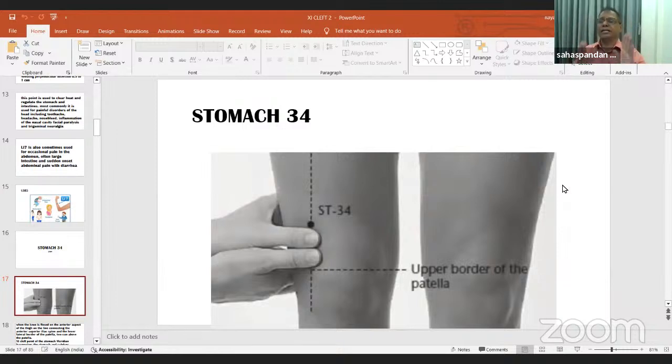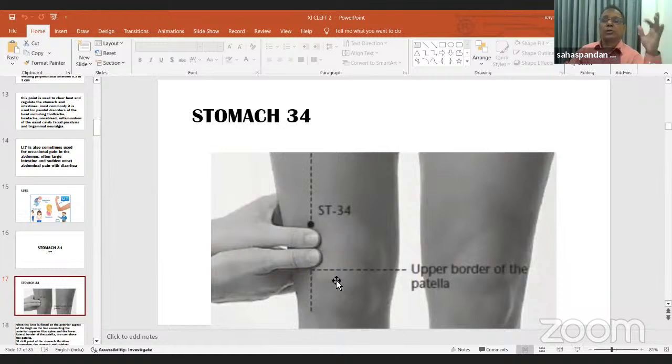See how to locate the ST34. When the knee is flexed, bend the knee a little. When the knee is flexed, on the anterior part of the thigh, on the line connecting the anterior superior iliac spine and the lower lateral border of the patella, 2 chun above the patella. This point is the 2 chun.